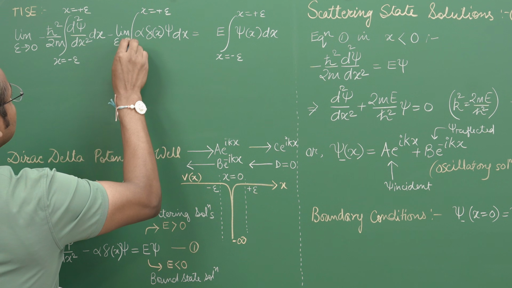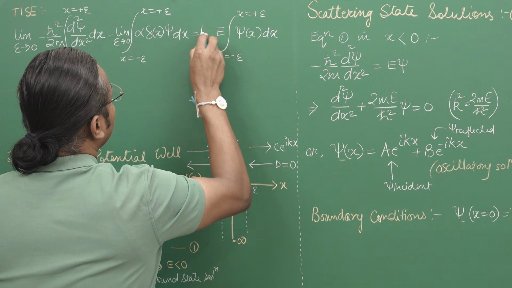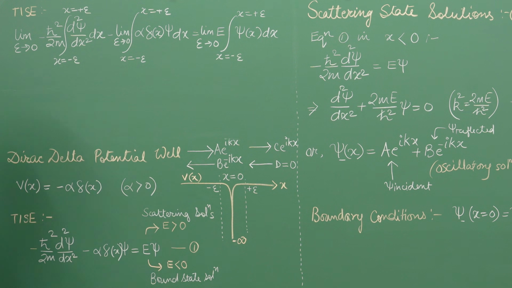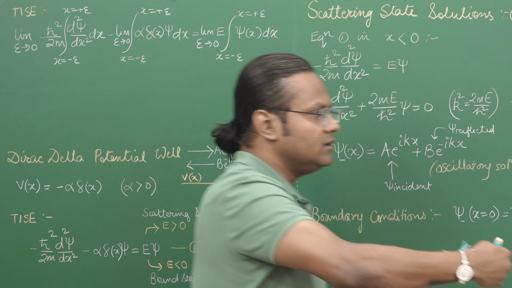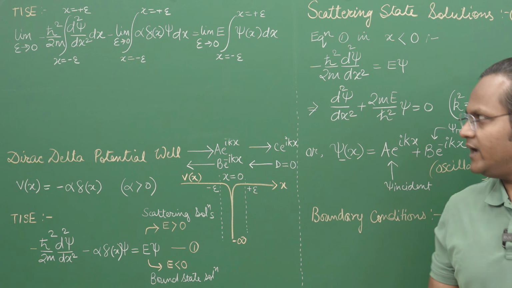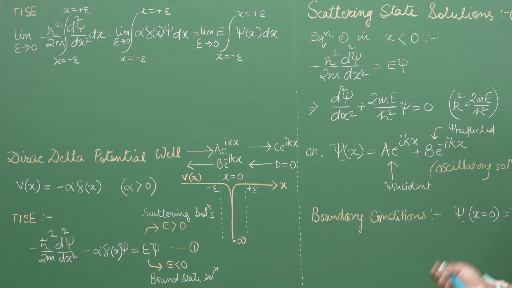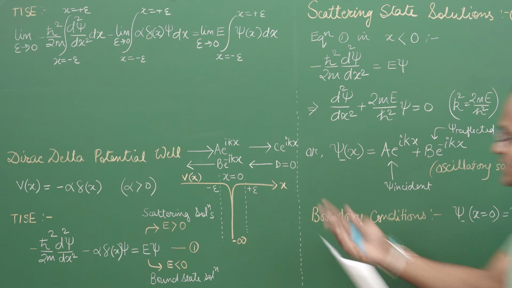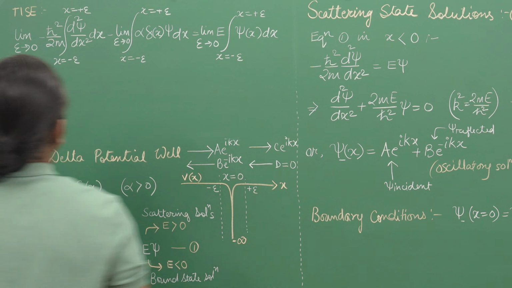This is a technique that we can apply whenever we deal with Dirac delta potentials, because we cannot really solve the Schrodinger equation at the point where the potential is infinite. So instead what we do is we take a region around that point and then we make that region smaller and smaller so that there's a limit where this epsilon tends to 0. And let's see how we can simplify this.